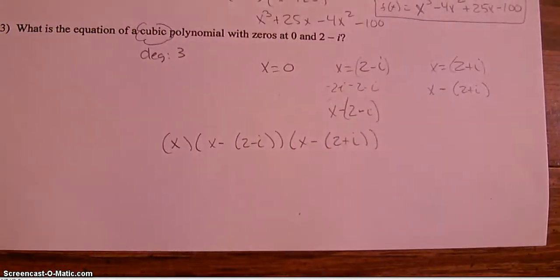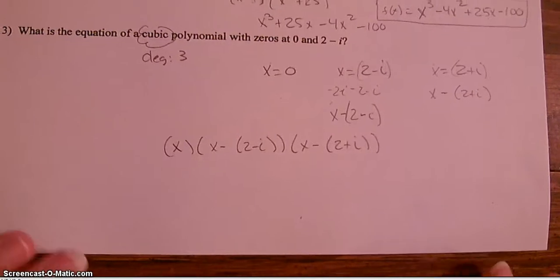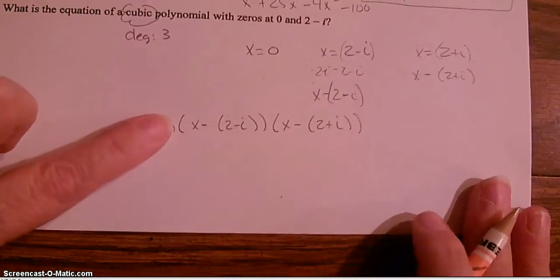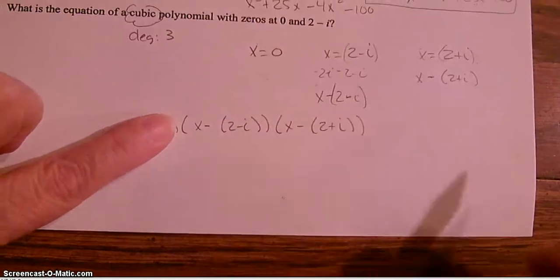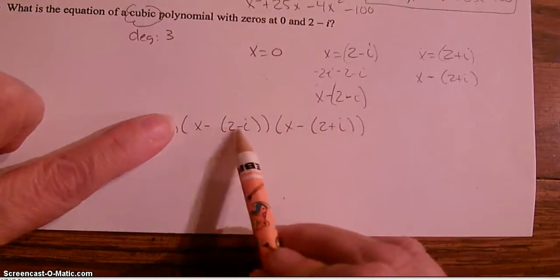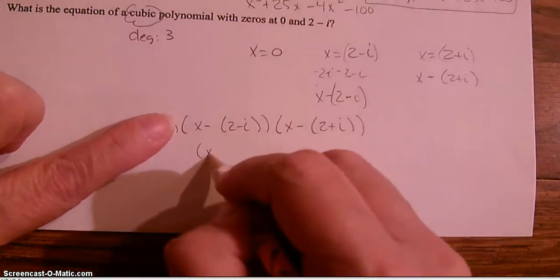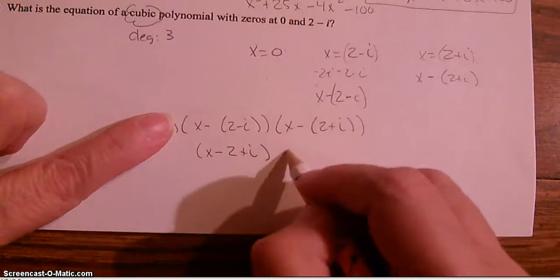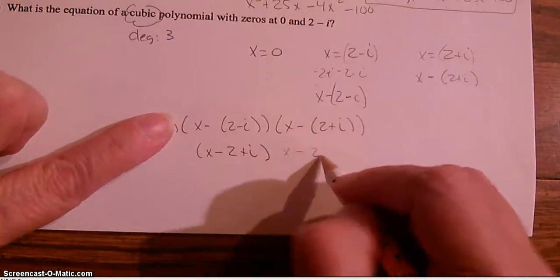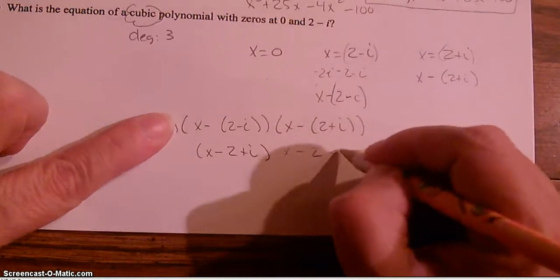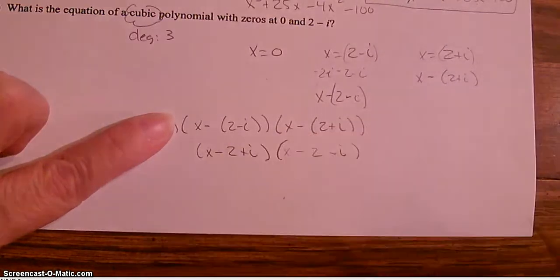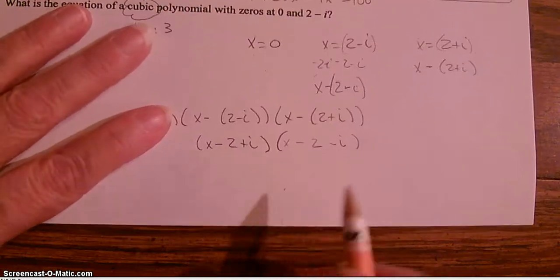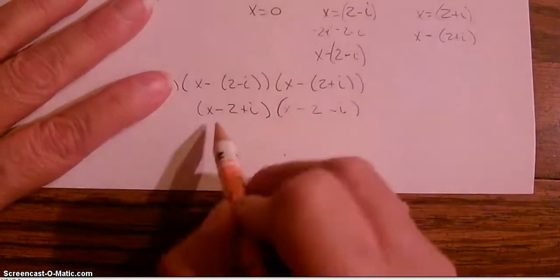Alright, so the math here is not going to be very pretty. If you just bear with me, we're going to have this x out here and we're going to multiply this through. To get rid of this, we're going to have to distribute this negative. So I'm going to wind up with x minus 2 plus i times x minus 2 minus i. Okay? Now we're going to multiply these out and see what we can get to cancel out.